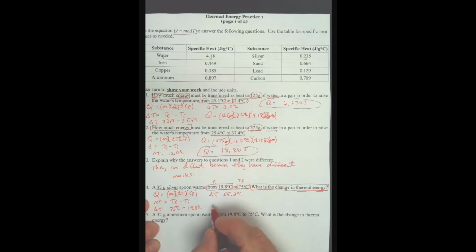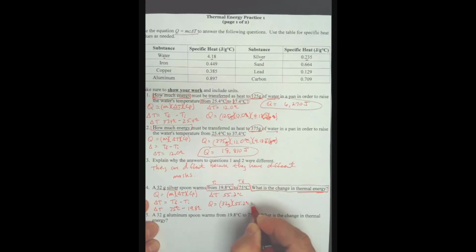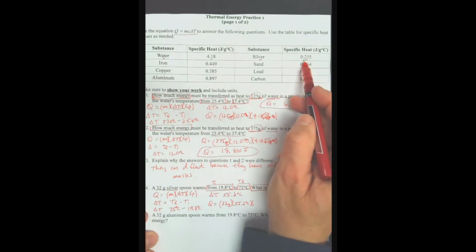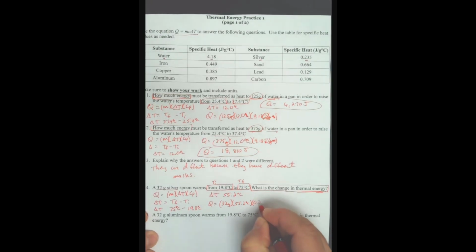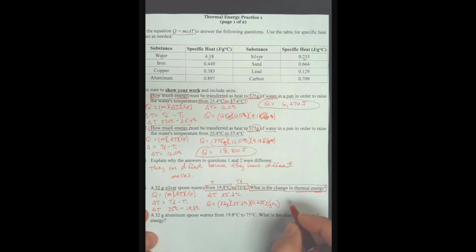I've got my mass, which is 32 grams, and I'm going to multiply that by 55.2 degrees Celsius, which is my change in temperature. And I'm going to multiply that by my specific heat, which for silver is, again, 0.235 joules over grams degrees Celsius, because, again, that's the unit that I'm going to be using right there. So now it's just a matter of finishing. So my Q is going to be equal.